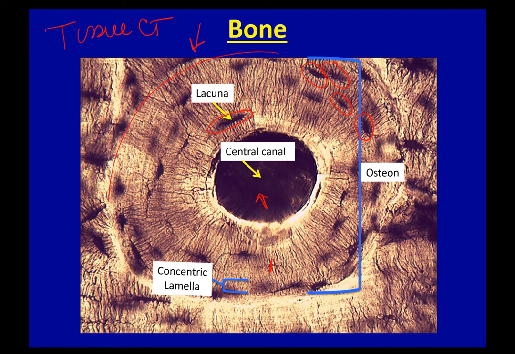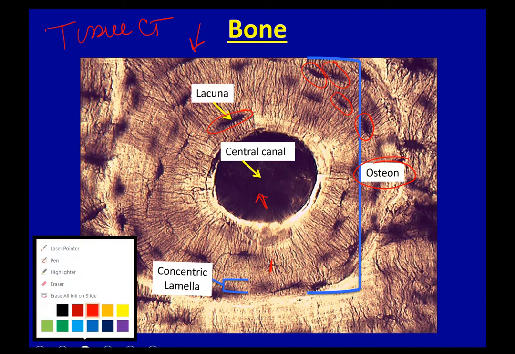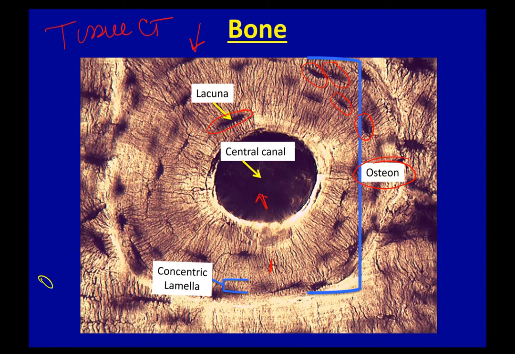Finally, this whole unit is called an osteon. Now, we've talked about chondro and what chondro means. Osteo means bone. So when you hear about osteoporosis on the TV, that's what they're talking about, is bone.